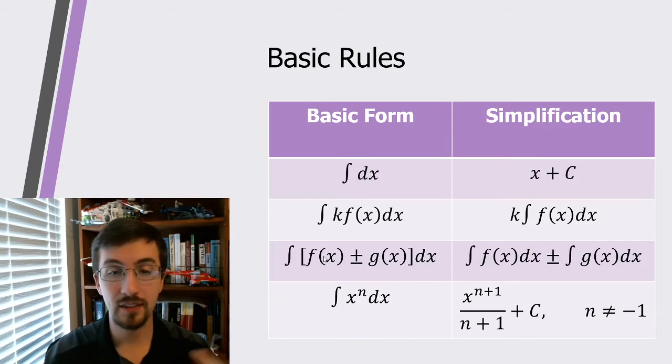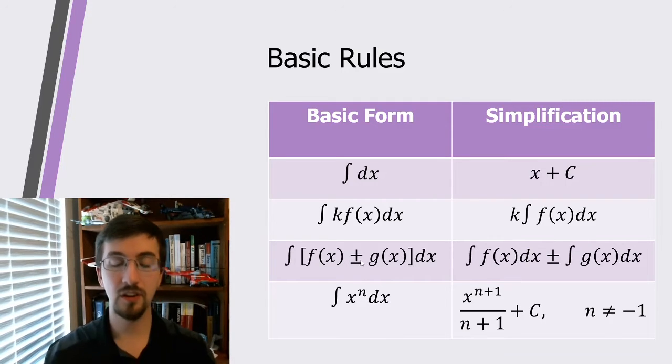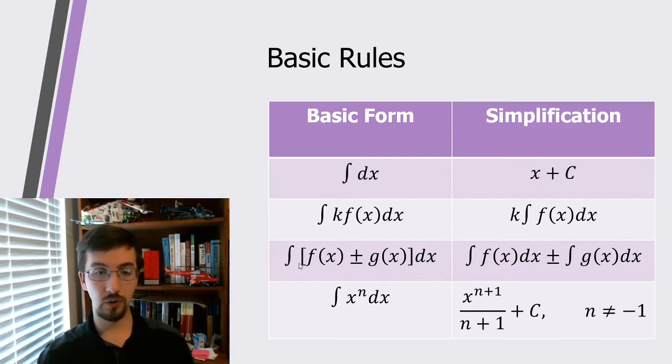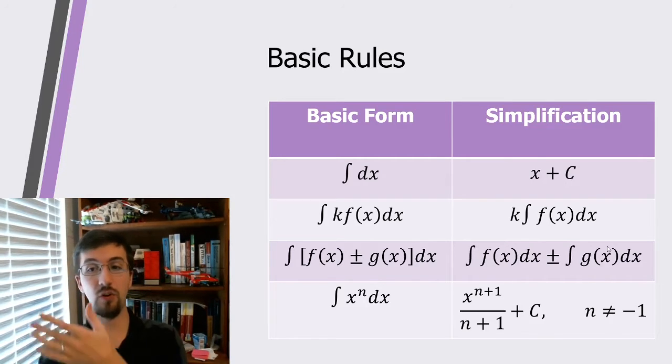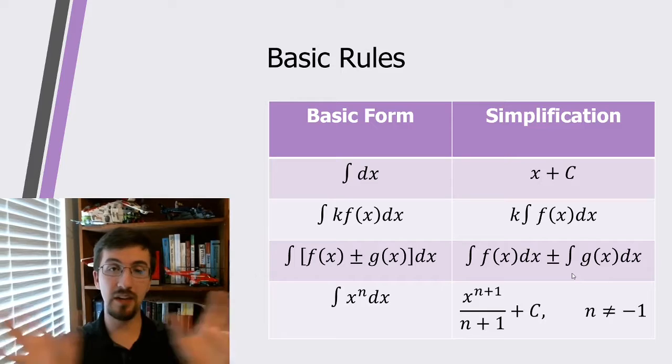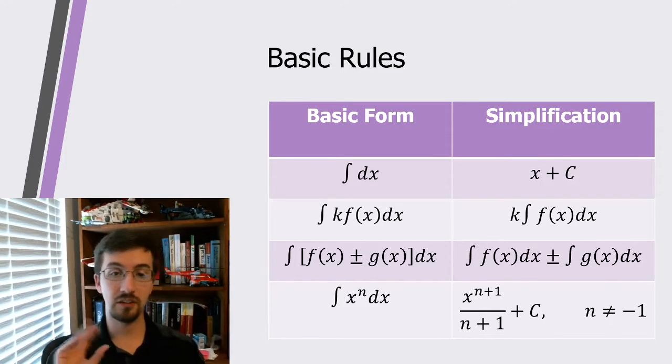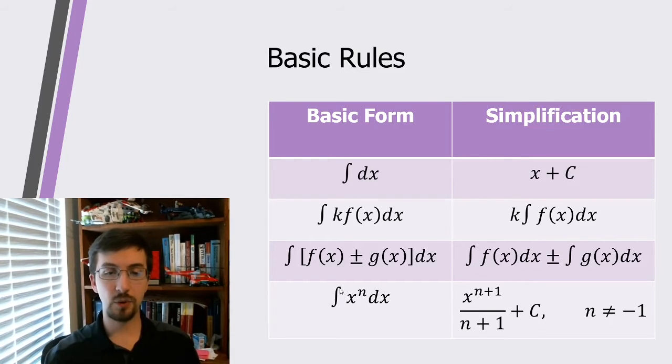If you're integrating the sum of two functions, you can split it up into two separate integrals. So the integral of f plus or minus g is the integral of f plus or minus the integral of g. So you can split it up over addition or subtraction in order to make your integration a little bit easier. Then, if you have the integral of x to the n, this is like undoing the power rule.